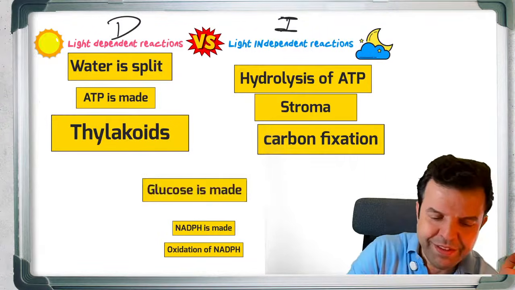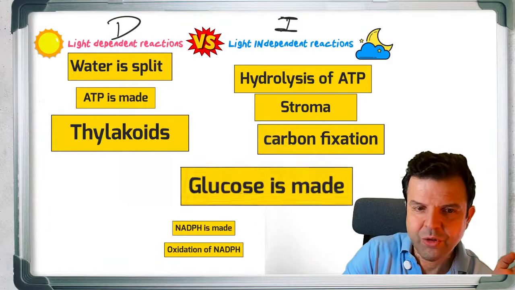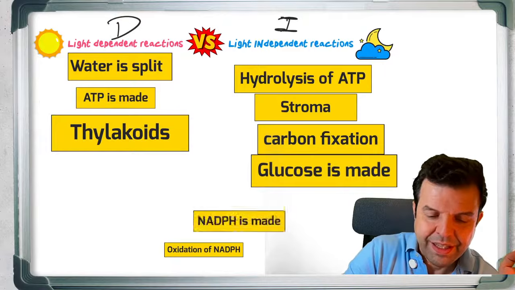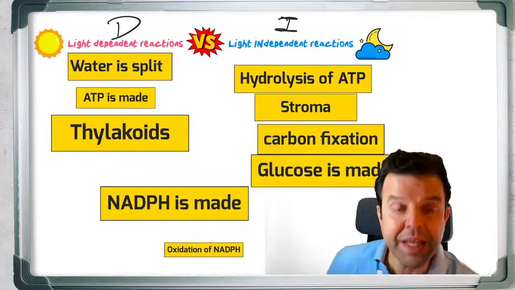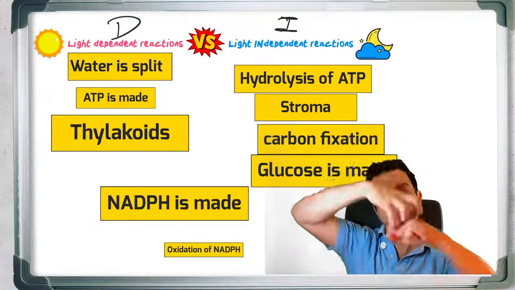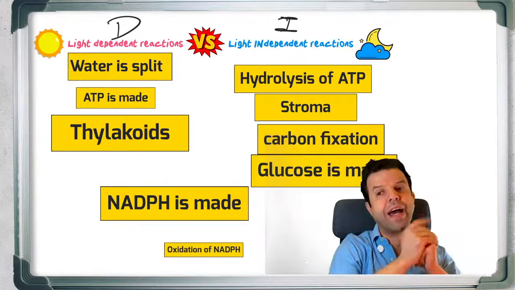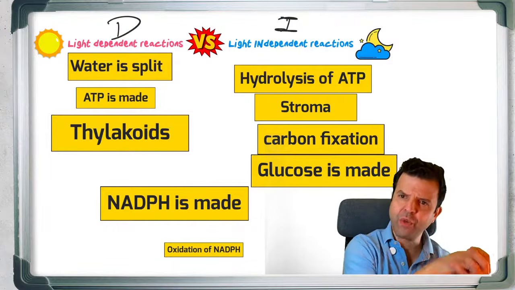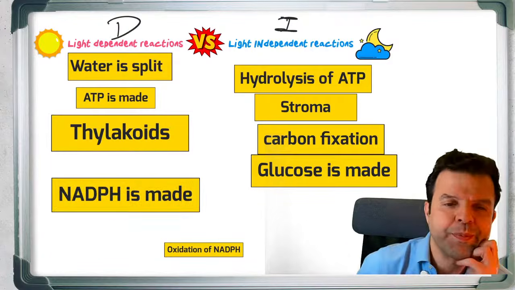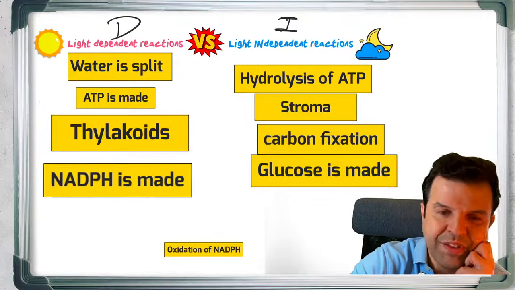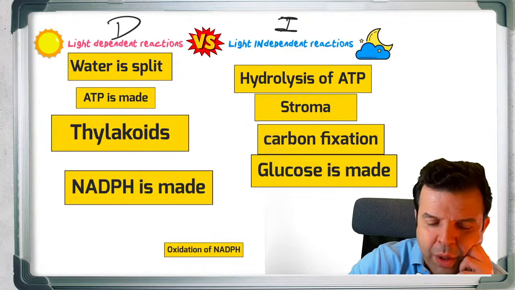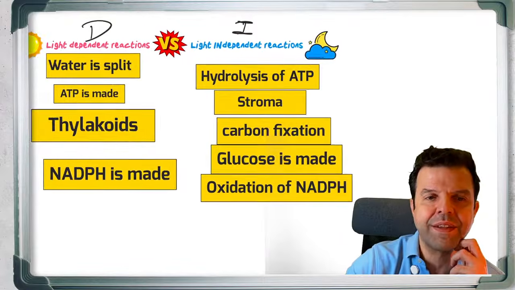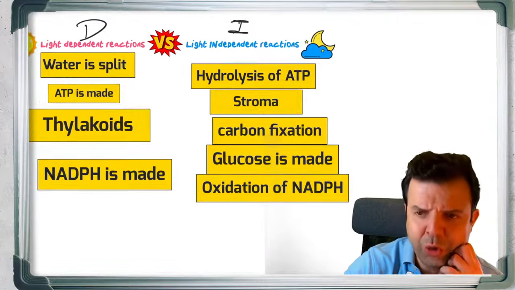Sugar is made. Here or there. NADPH. Where did we mount the hydrogen onto the NADP? Where did we attach the hydrogen? Where we didn't put it is here. Okay? That's reduction. Where did we oxidize it? It's right here. We consume it right here.